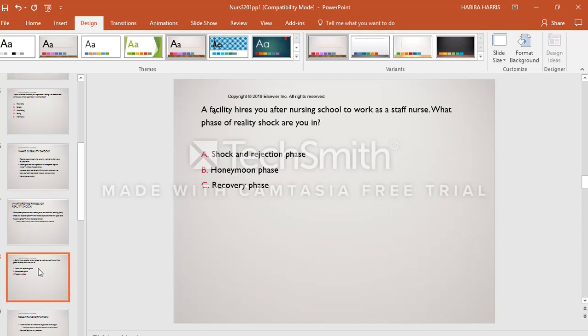So a facility hires you after nursing school to work as a staff nurse. What phase of reality shock would you be in? So I would think that we would say honeymoon phase. It's a brand new facility, it's a new place, a new environment, potentially a new job, a new start to your career, or just a change that you need. So I would say that this is more of a honeymoon phase type period.